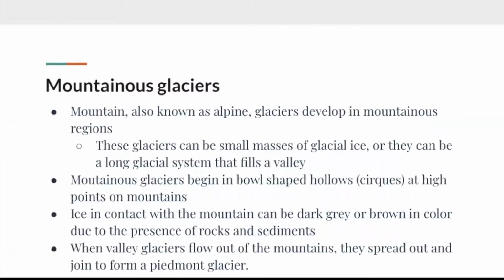Mountainous glaciers. Mountainous, also known as alpine glaciers, develop in mountainous regions. These glaciers can be small masses of glacial ice, or they can be a long glacial system that fills a valley. Mountainous glaciers begin in bowl-shaped hollows known as cirques at high points on mountains. Ice in contact with the mountain can be dark gray or brown in color due to the presence of rocks and sediments. Some examples of mountainous glaciers would be Mount Everest, Mount Kilimanjaro, the Alps in Europe and Alaska, and the Rocky Mountains on the west coast of the United States.